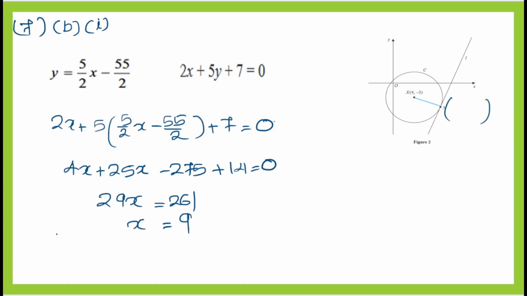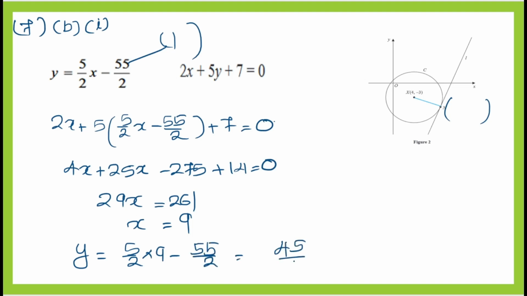Now substitute the value of x in this equation. Got the value of y as 5 by 2 times 9 minus 55 by 2. That equals 45 by 2 minus 55 by 2, equals minus 10 by 2, which is minus 5. Hence the coordinates of N is (9, -5).